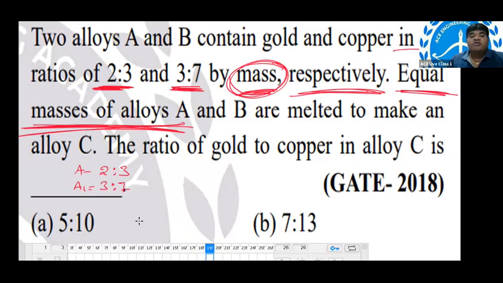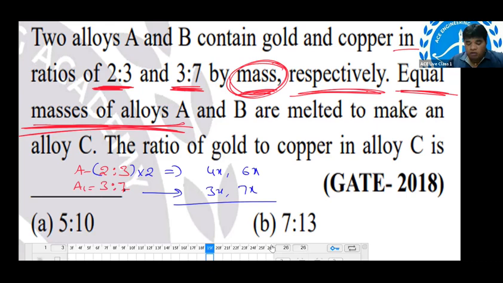I want to mix equal alloys, so the first alloy is taken 2 times: 4x and 6x. The second alloy is the same, 3x and 7x only. This is gold, this is copper. Gold to gold addition, copper to copper addition. Gold to gold gives 7x, copper to copper gives 13x. The x is the same, so 7:13 is the answer. Directly we got the answer.